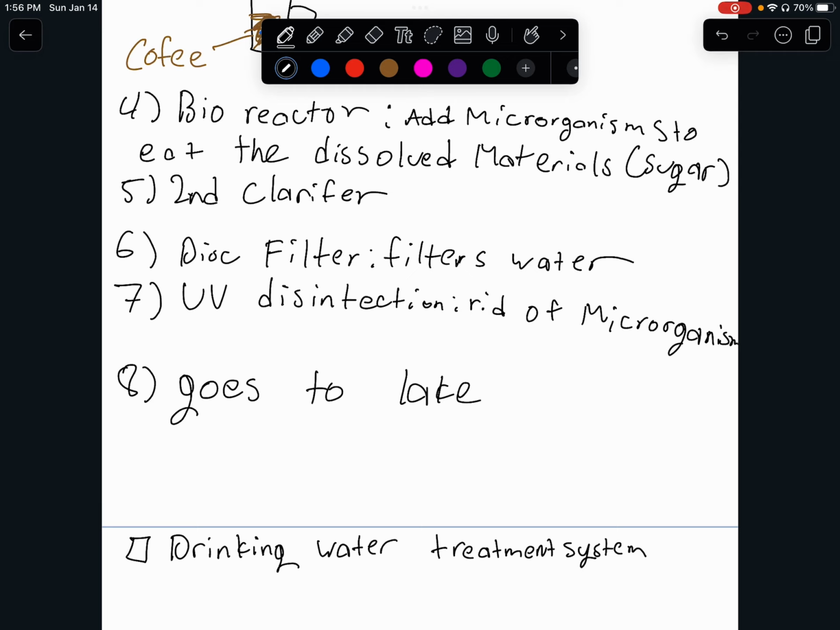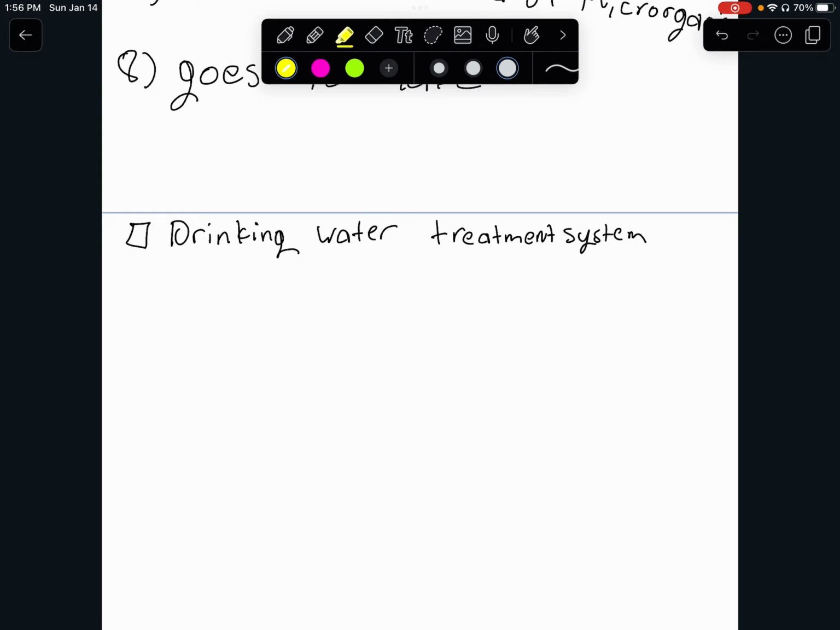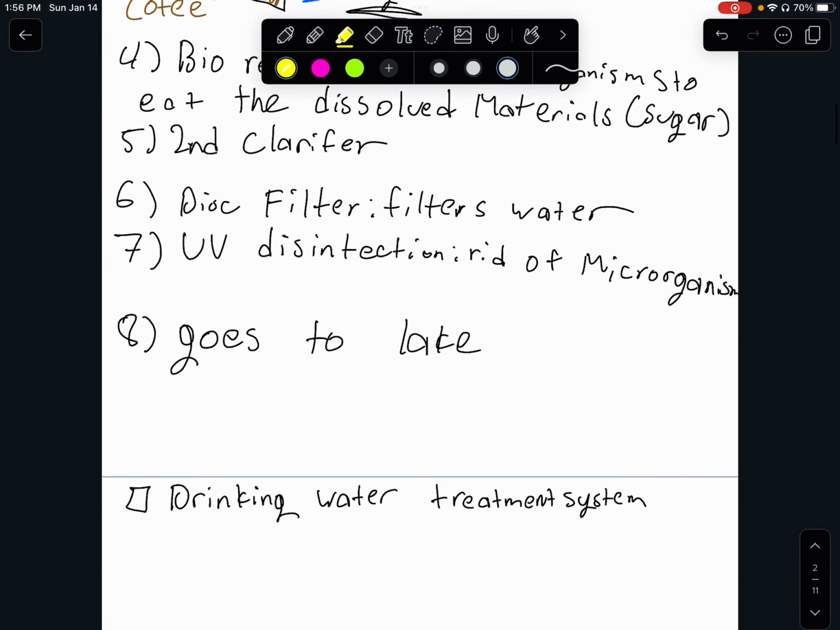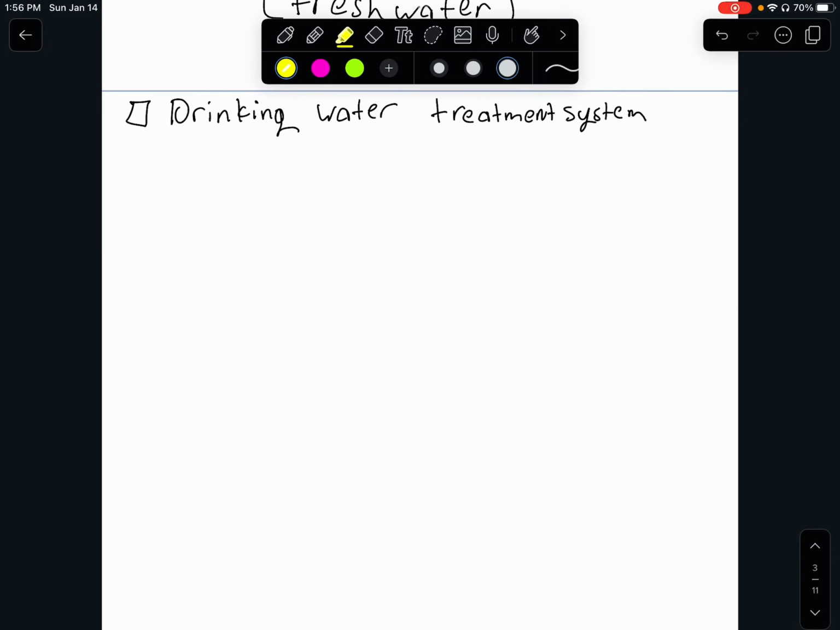So as we move on, we're going to go into our next one. The difference between this one is that the last one starts from wastewater and goes to lake, freshwater. That's our goal. The next one is we have drinking water. So our goal is to get our drinking water treatment system. That's our end goal. All right.